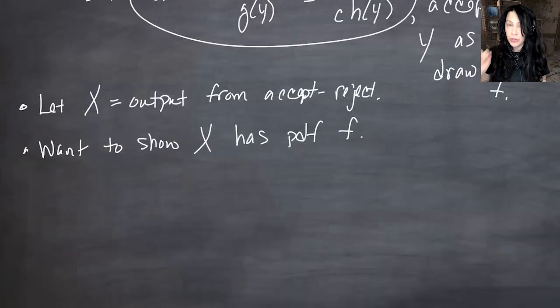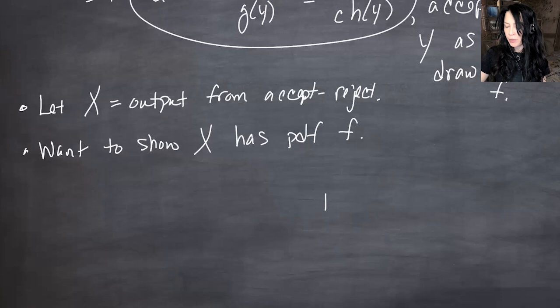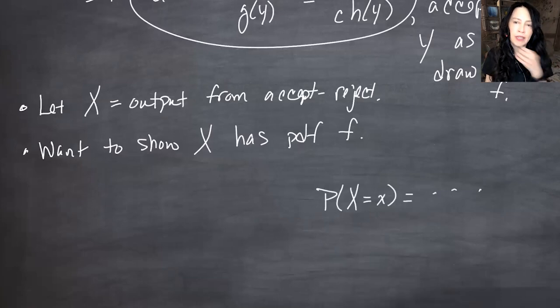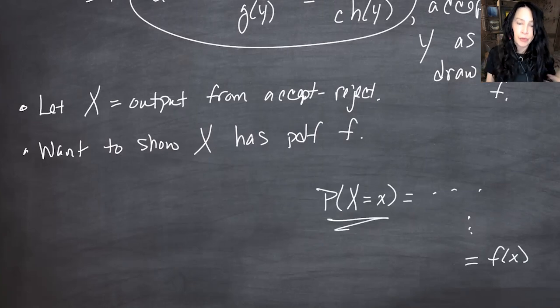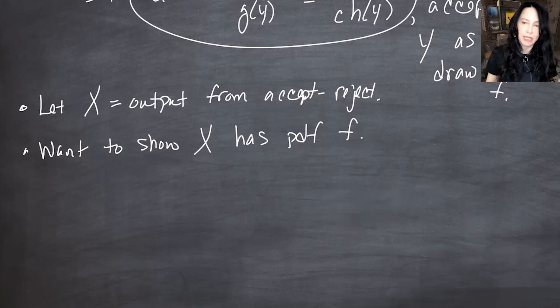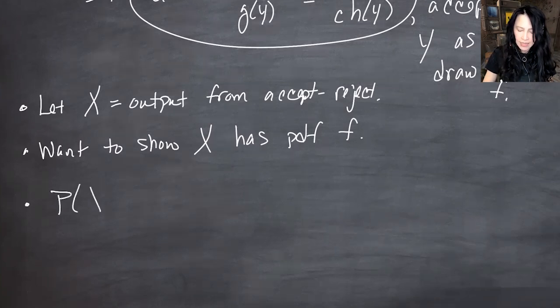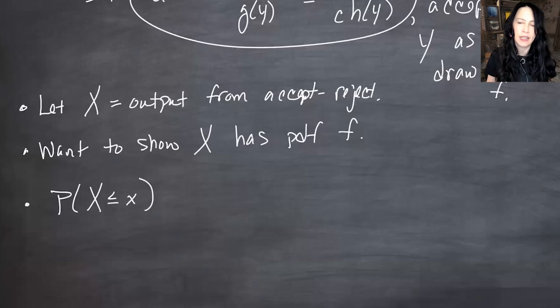If X were discrete, I would start out by writing the probability that X equals x, and then I would write out what that means in terms of the accept reject moves, and I would try to get down to f of x. But because it's not discrete, the probability that X equals x for a continuous random variable is always 0, and the PDF does not represent that probability. So I'm going to start with the probability that X is less than or equal to x, because this makes sense for continuous random variables.